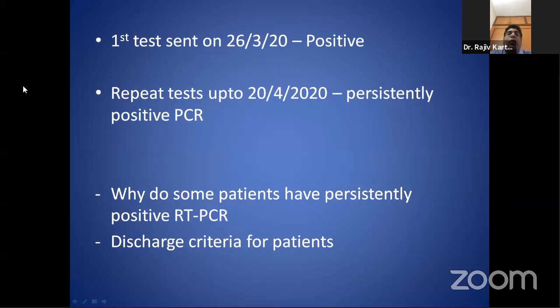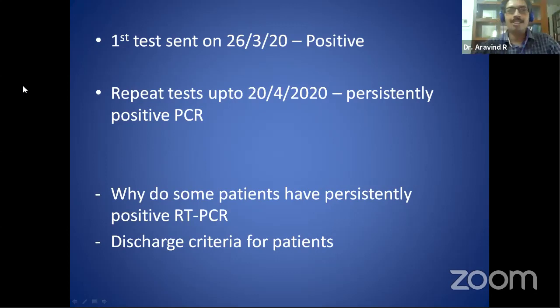We know that world over, the criteria for discharge is 2 RT-PCRs negative and clinically well. But it looks like there are some patients who are persistently positive and they cannot be sent home. They're still in the hospital, but they are well. So what can we do in this situation? Is antibody test the answer? Is there some other thing on the horizon? And I would ask Dr. Arvind if he can discuss this.